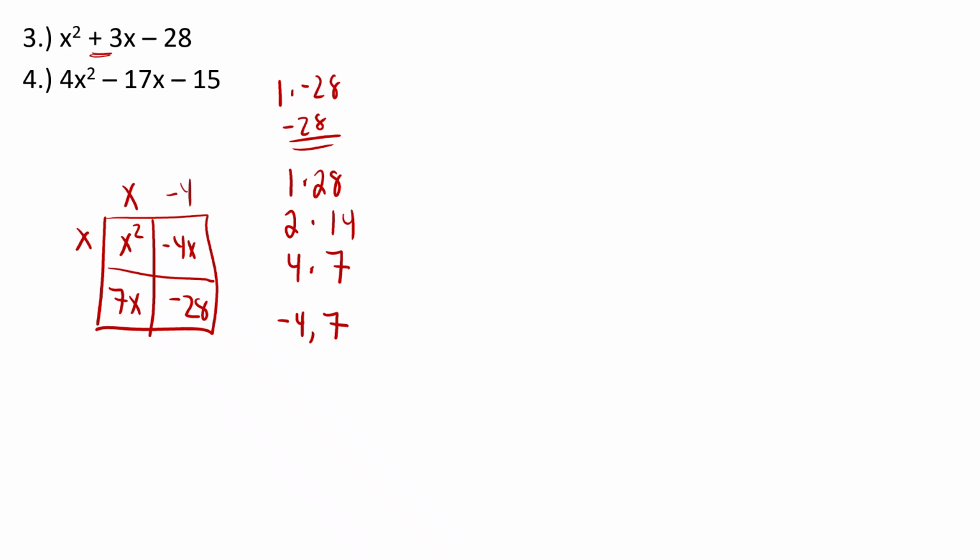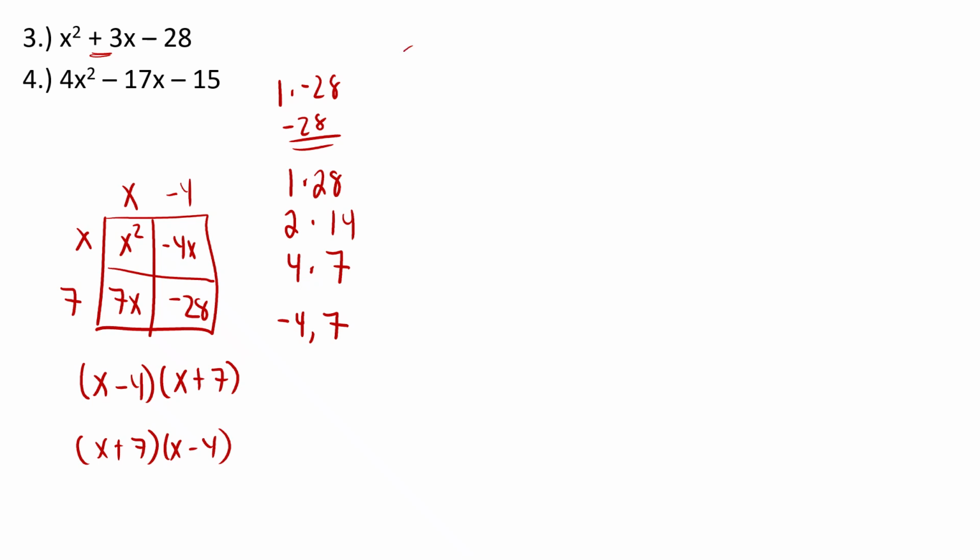This will be negative 4x, this will be 7x, and then 7 times negative 4 does give me the negative 28. The base is x minus 4, and the height is x plus 7. Now, if you wrote x plus 7, x minus 4, that is correct, okay? The order of your multiplication does not matter.